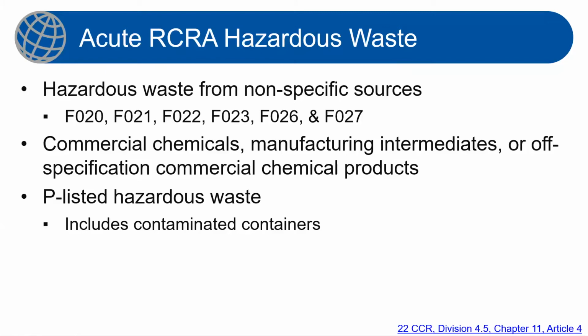So if you generate any of these wastes and you happen to generate more than 1 kilogram, which is equivalent to 2.2 pounds, or 1 quart of any of these acute hazardous wastes in a calendar month, again, you would be a RCRA large quantity generator. If it is a case where you had a spill release of any of these materials and you generated more than 100 kilograms, 220 pounds, or 27 gallons of spill cleanup from spilling any of these acute RCRA hazardous wastes, you would also be considered to be a RCRA large quantity generator.